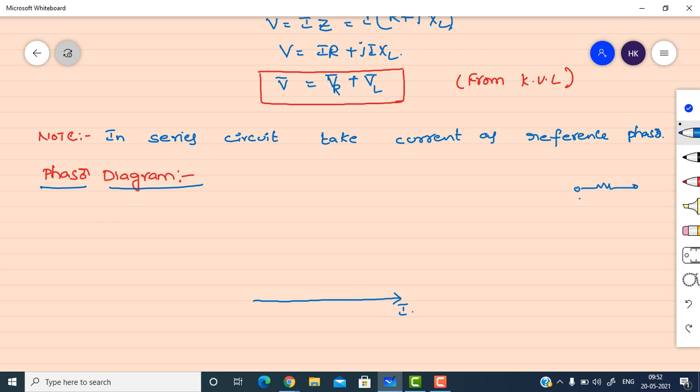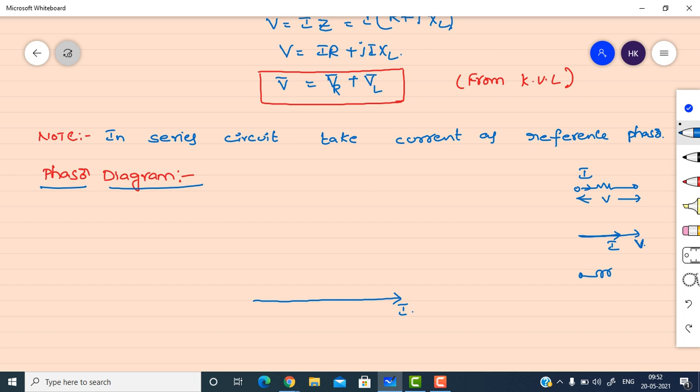If you take a resistor and you are applying voltage across it, with current flowing through it, then the voltage and current both are in phase. In a resistor, both current and voltage are in phase with each other. There will not be any phase angle difference.